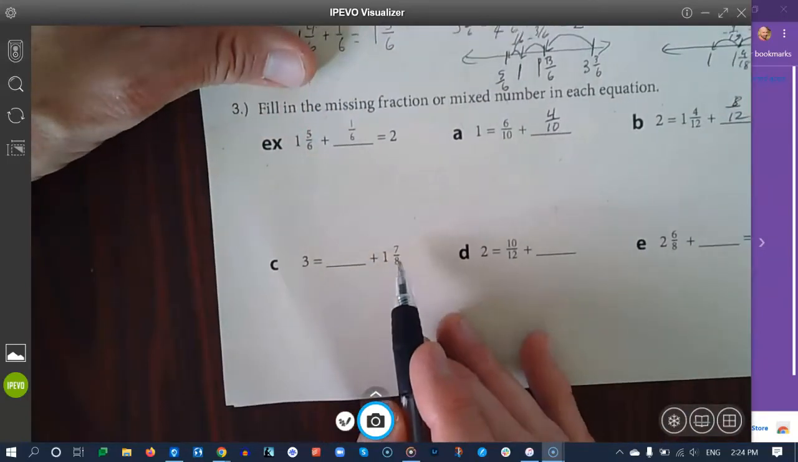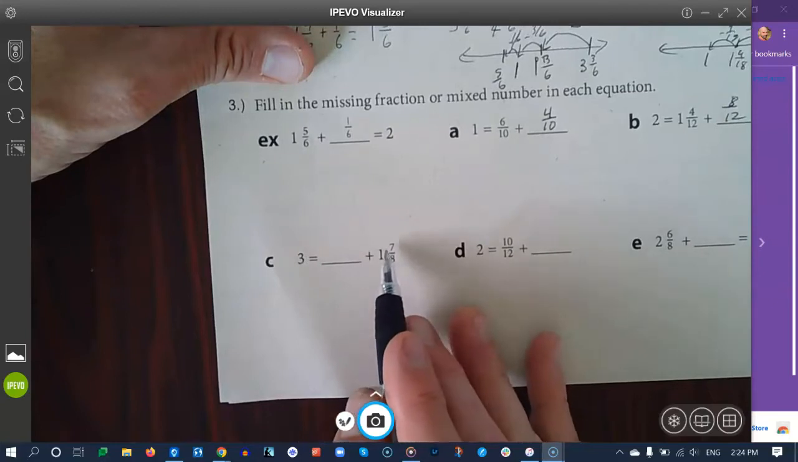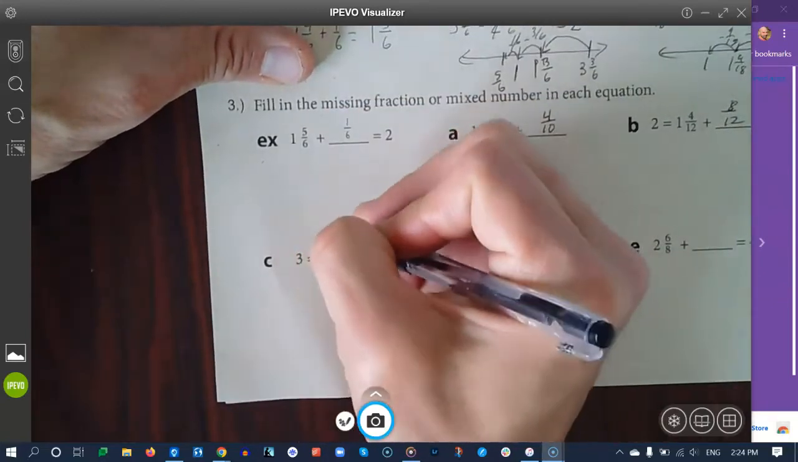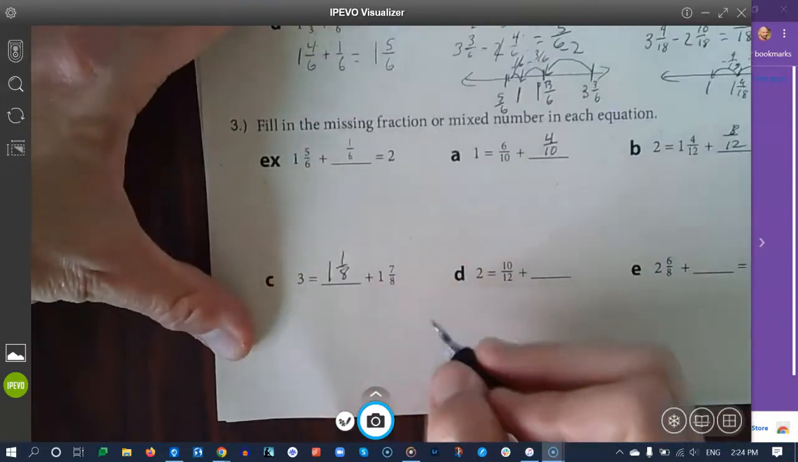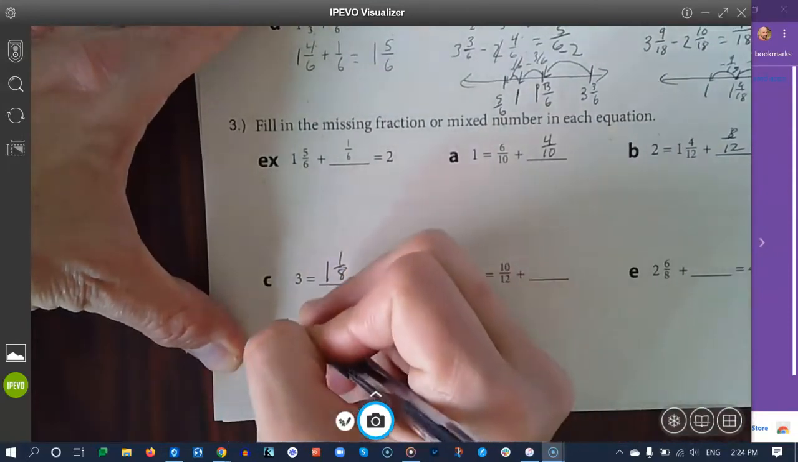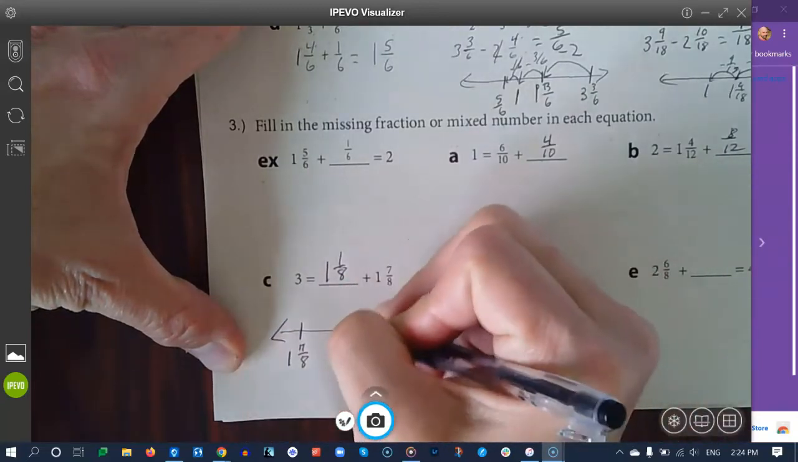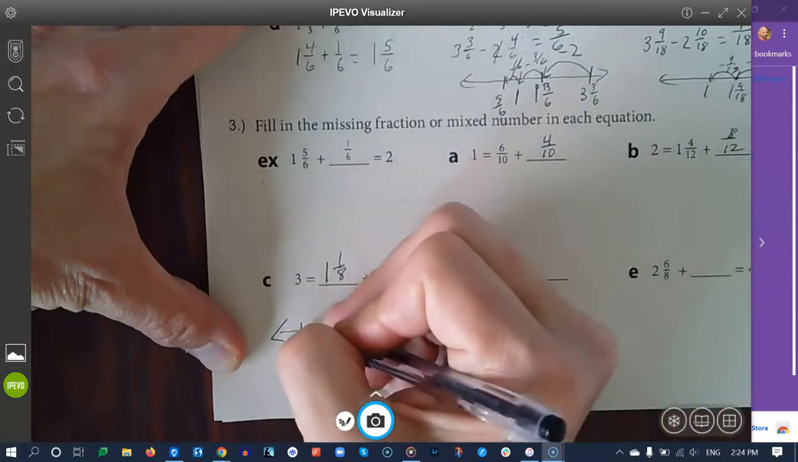3 equals 1 7/8. So I'm at 1 7/8. How do I get to 3? Well, 1/8 will get me to 2, and then one more. That would actually be a very nice strategy, wouldn't it? So if I'm at 1 7/8 and my destination is 3, how am I going to get there?